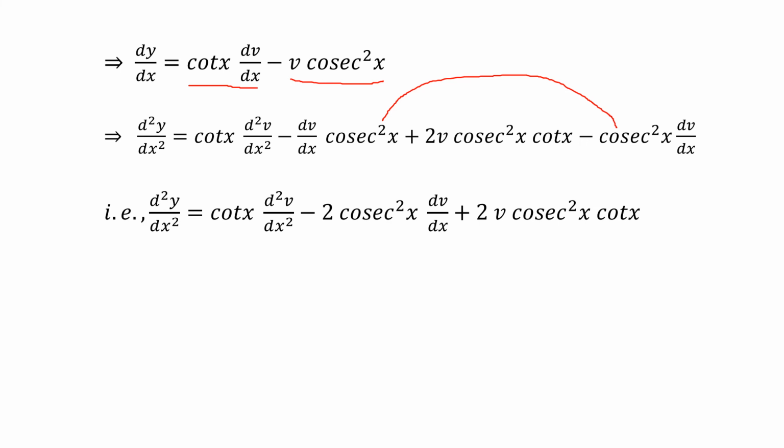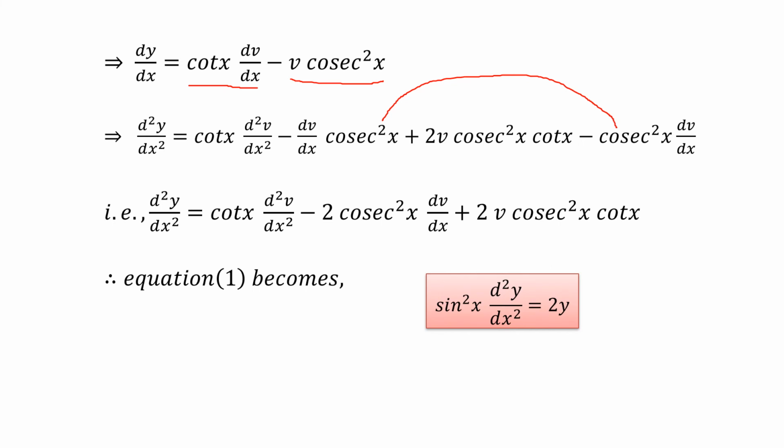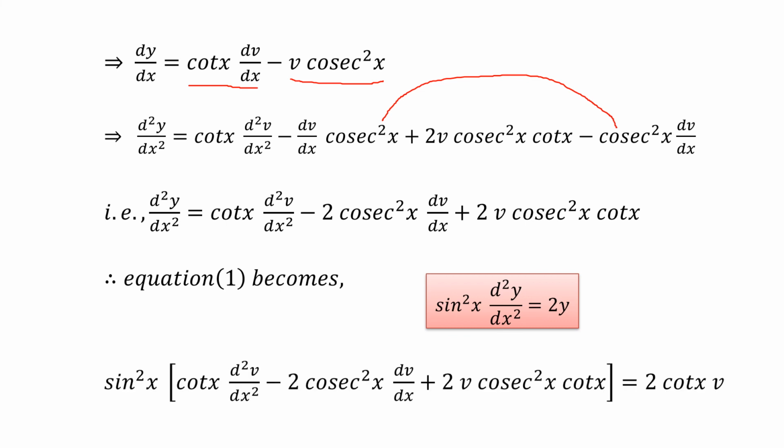Now we shall substitute the value of d square y by dx square in the given equation, that is equation 1, that is sin square x into d square y by dx square is equal to 2y. We get sin square x into cot x into d square v by dx square minus 2 cosecant square x into dv by dx plus 2v cosecant square x into cot x is equal to 2 cot x into v. Since y is equal to cot x into v, on the right hand side we get 2 cot x into v. Now we shall multiply by sin square x.